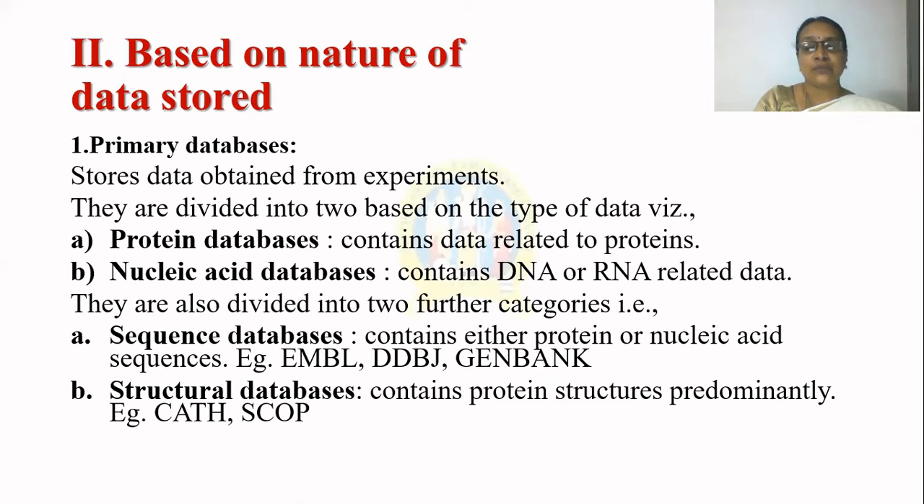The primary databases are also divided into two further categories, namely sequence databases and structural databases. In the case of sequence databases, they contain only either protein or nucleic acid sequences. Examples are EMBL, DDBJ, and GenBank. The structural databases contain predominantly protein structures only. Examples are CATH and SCOP.